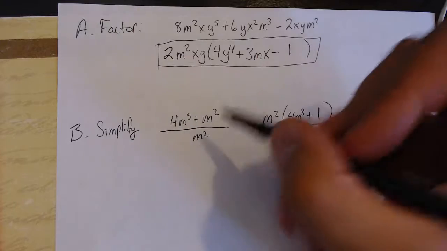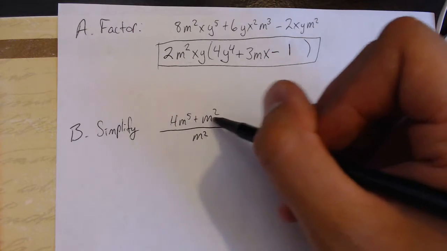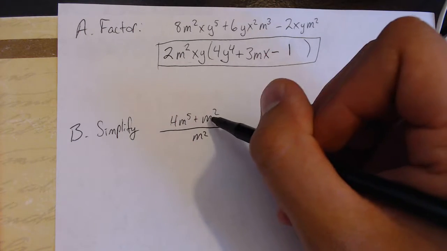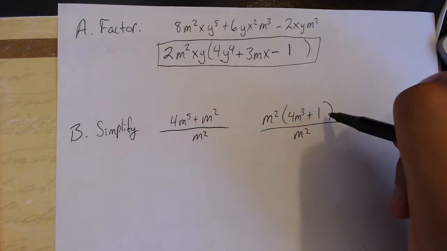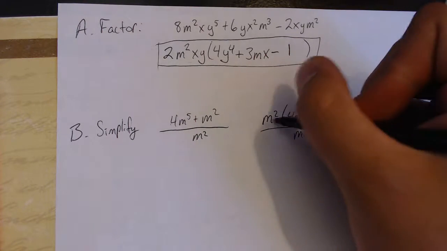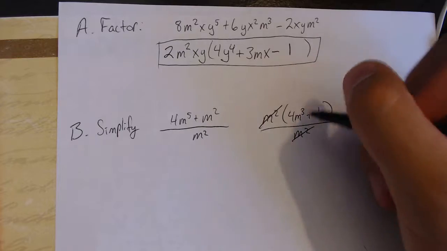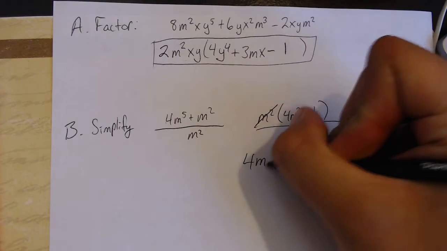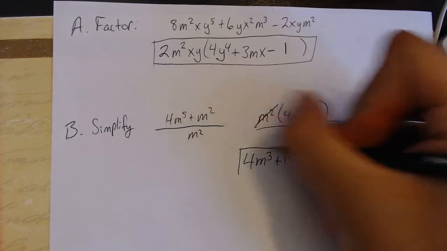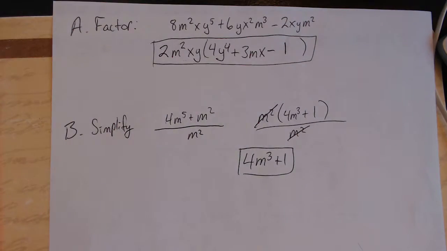Now I can cancel. The reason why I couldn't cancel before is because this is a polynomial. These are being added, they're not being multiplied. However, this term and this term are being multiplied. So I can cancel. These two will cancel out, and my final answer is just 4m cubed plus 1. All right, now the last problem concerning parallel lines.